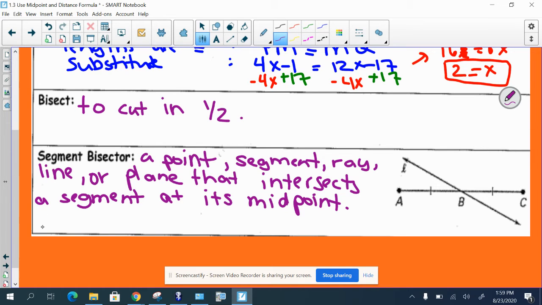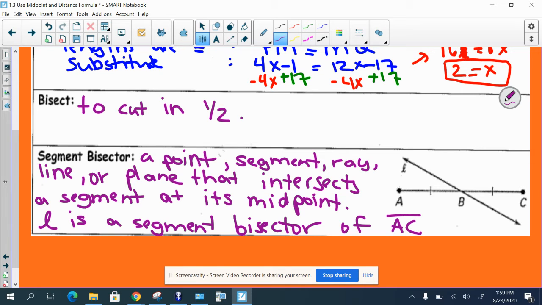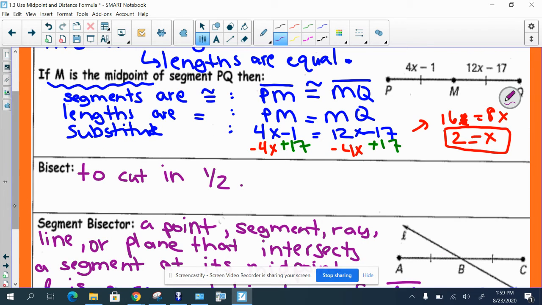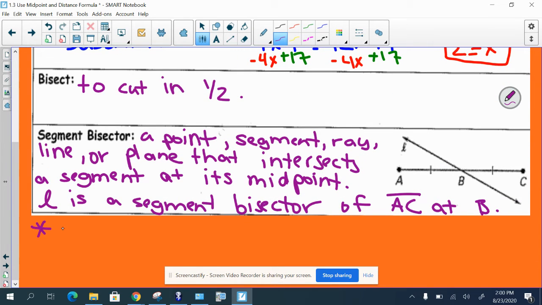So here, line L is a segment bisector of segment AC at point B. Also, another little note, if line L bisects segment AC, then we also know that the length of AB is equal to the length of BC.